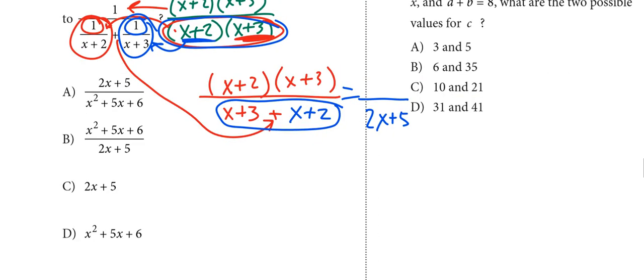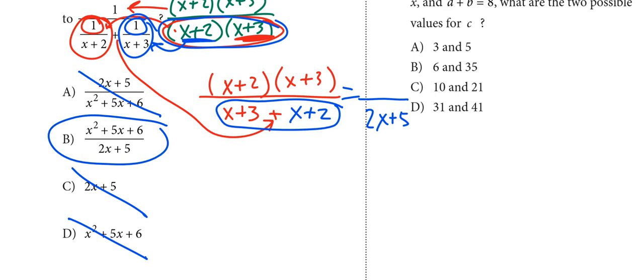Let's look at their answer choices. I know the denominator is supposed to be 2x plus 5. There's only one choice. Using the common denominator, I can get rid of things quickly. That's called a complex fraction. If you're in Algebra 2 now, you'll get to it later.